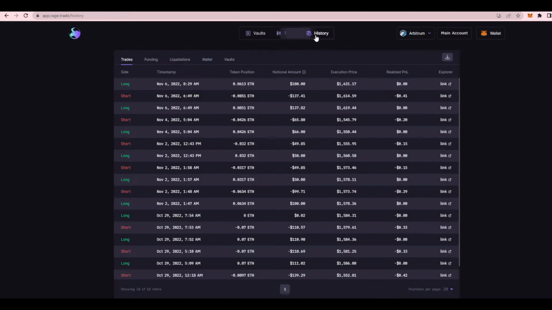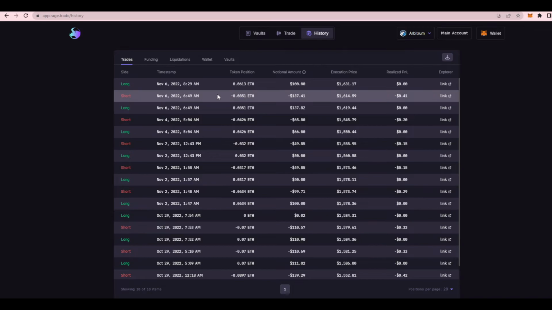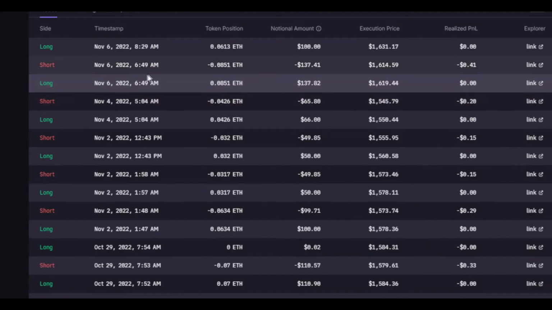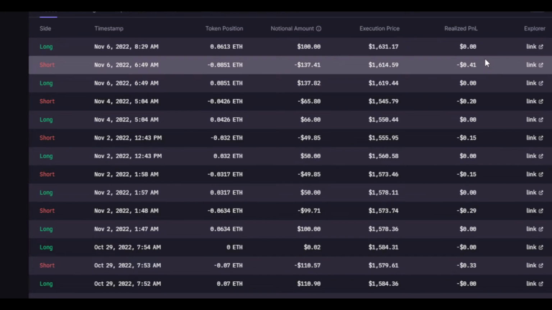And if we go up to here, we can just press history. So this will show all of the trades that you've done previously. And now I've used this just doing a little bit of testing, seeing how much I would pay in fees and the spread that you have here as well.